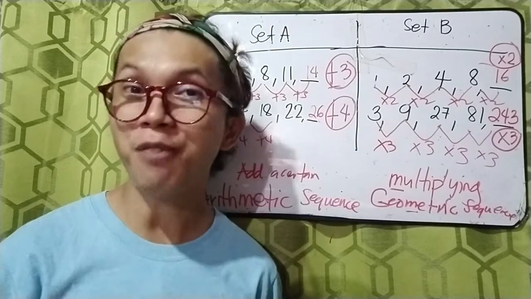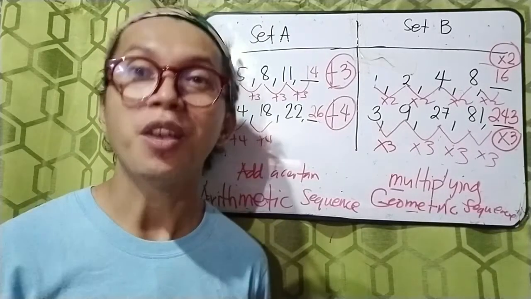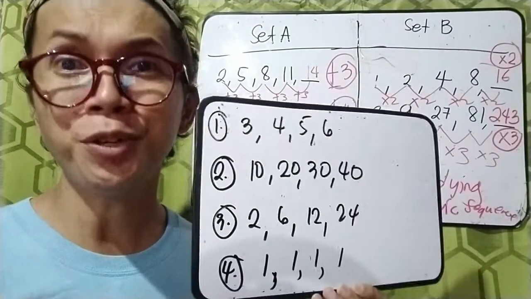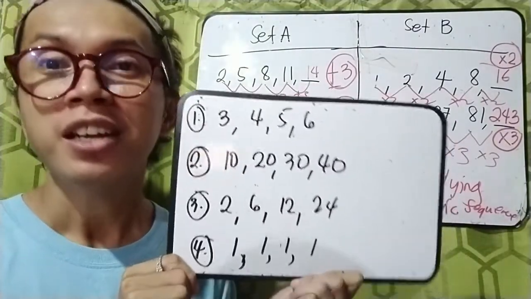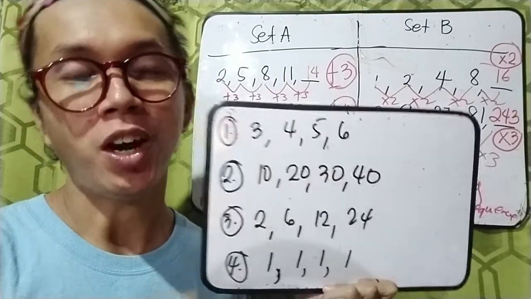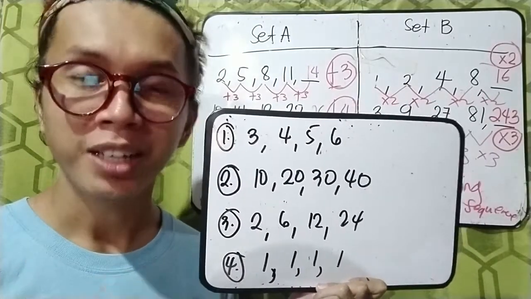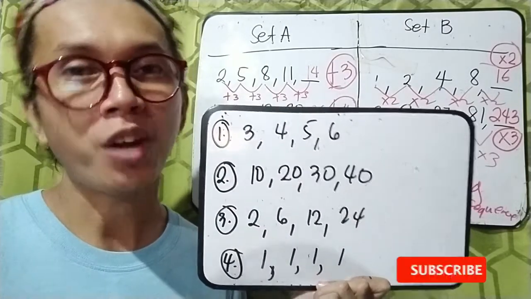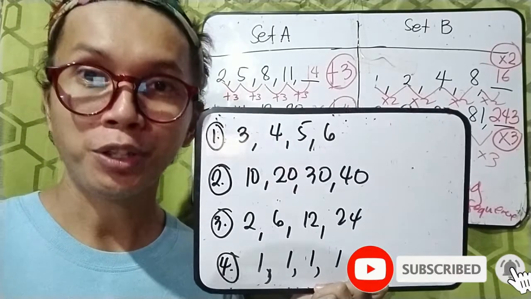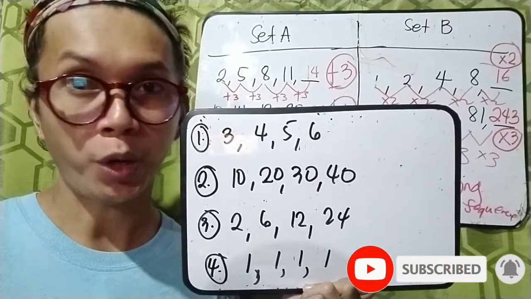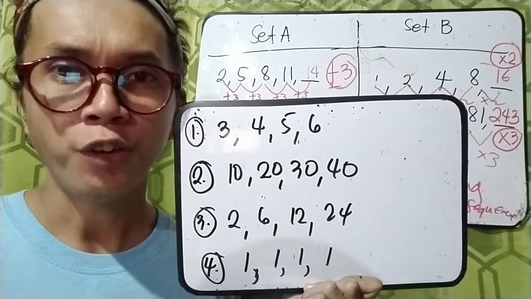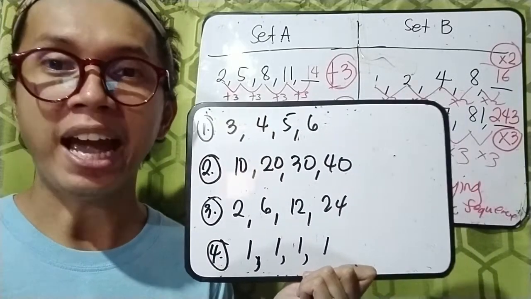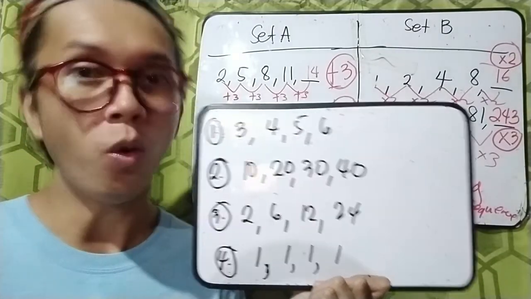I think it's time for you to try this one. Try to identify whether the following sequences are arithmetic sequence or geometric sequence. For number 1, we have 3, 4, 5, and 6. Number 2, 10, 20, 30, 40. Number 3, we have 2, 6, 12, 24. And for number 4, we have 1, 1, 1, 1.